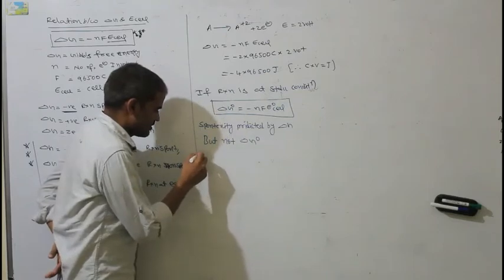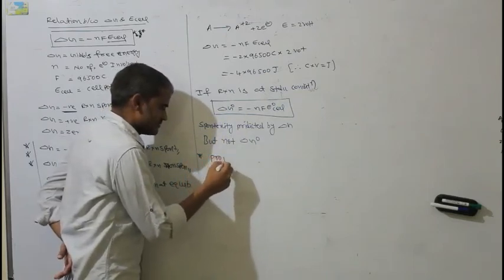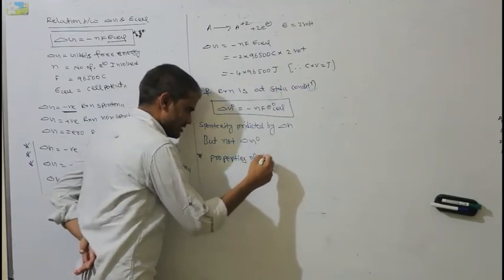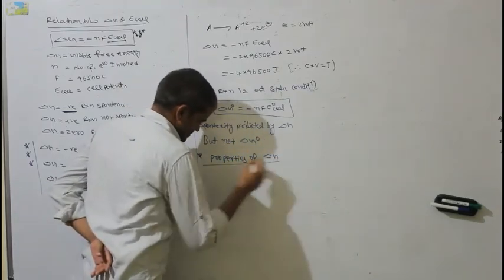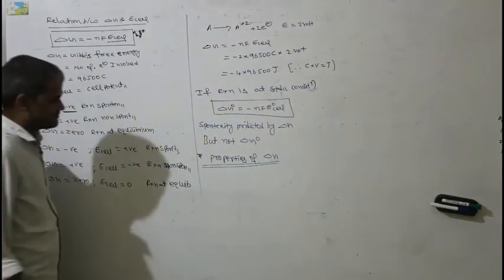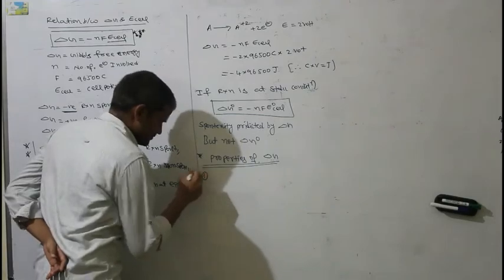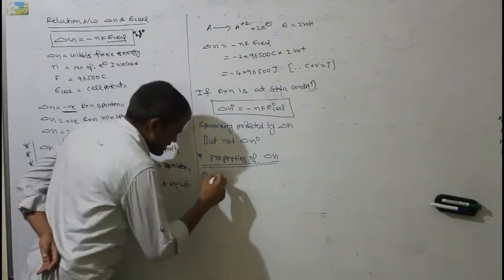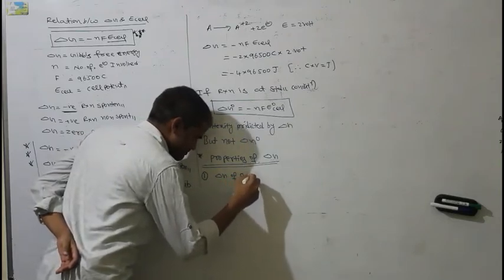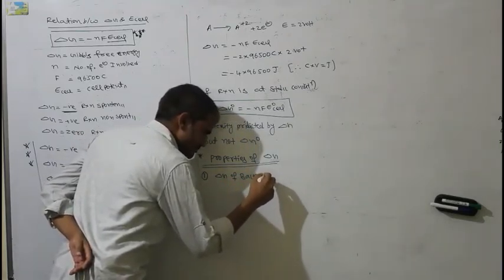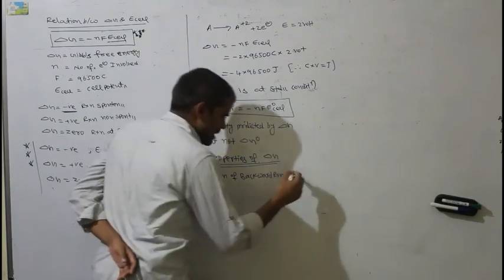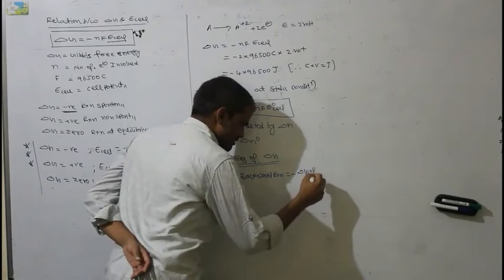Now, properties of del G. Number 1. Del G of the backward reaction is equal to minus del G of the forward reaction.